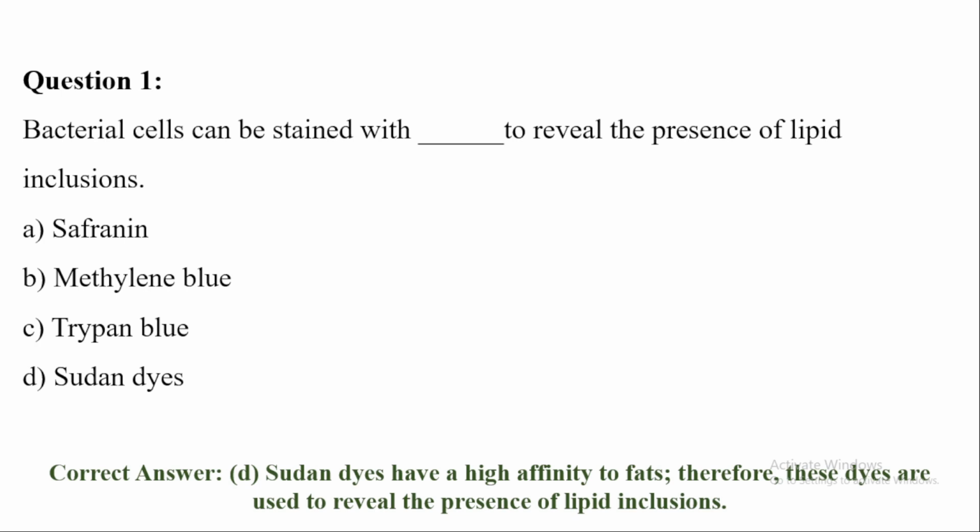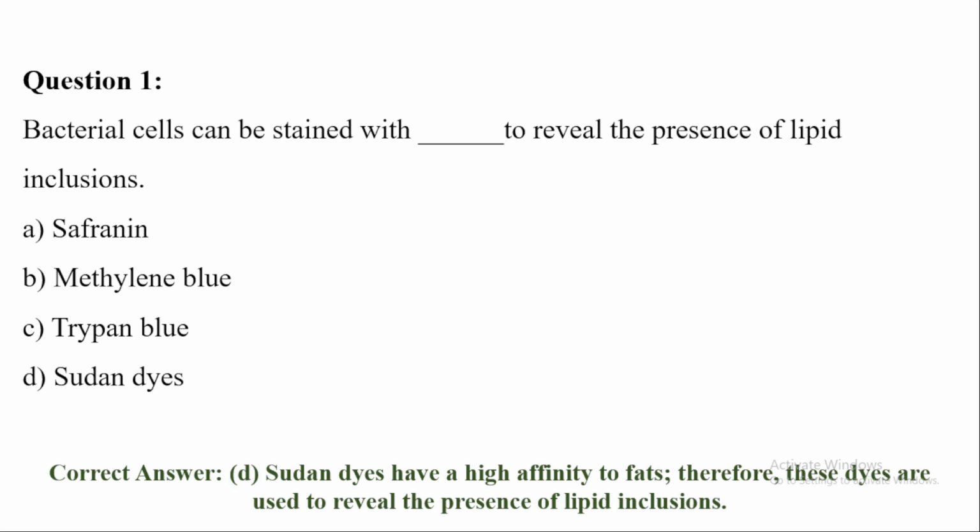Other than that, the other 3 dyes, safranin, it's a pink colored dye and it is used as a counter stain in case of gram staining. I'll be covering that staining procedure in the subsequent slides. Methylene blue is a blue colored dye, it's an alkaline dye and it is also used to stain the cells.